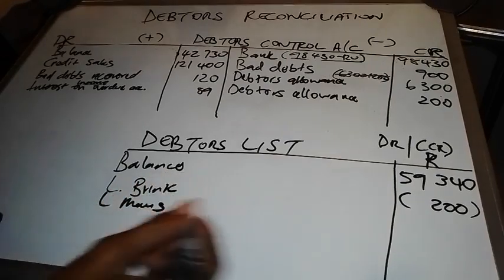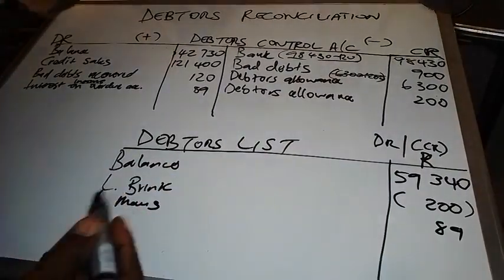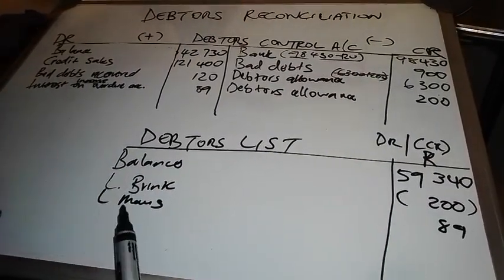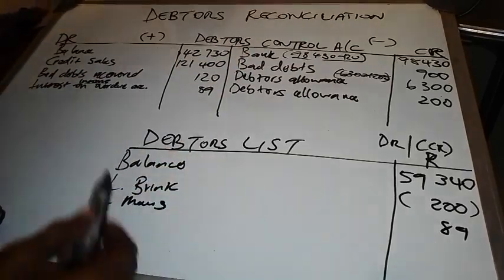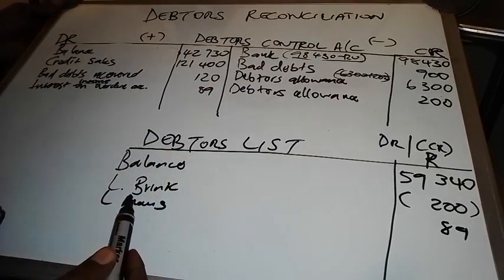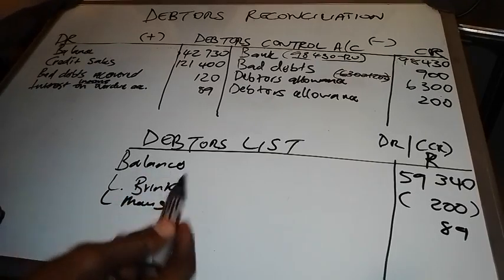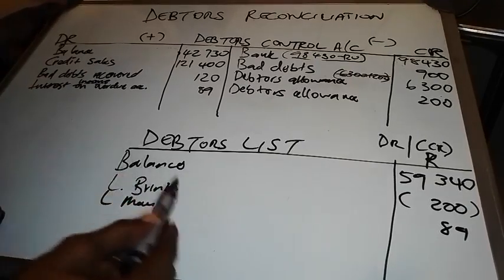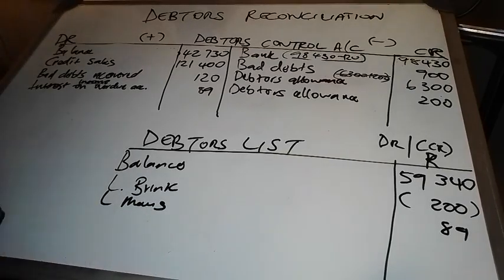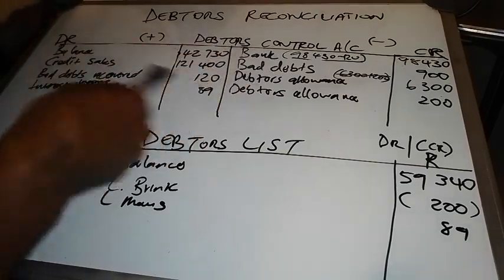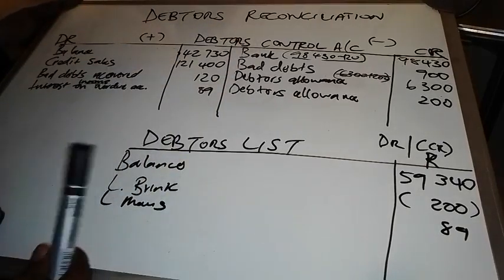Now, something that you need to learn on the debtors list, you do not write the name of the accounts. Here we write the names of the accounts affected, but in the debtors list you write the name of the debtor that is affected, the person who is affected, or the company that is affected if our debtors are companies, right? But here you write the name of the accounts affected because it's a ledger account. Here is just a list.